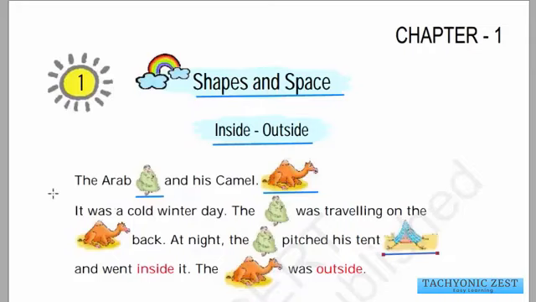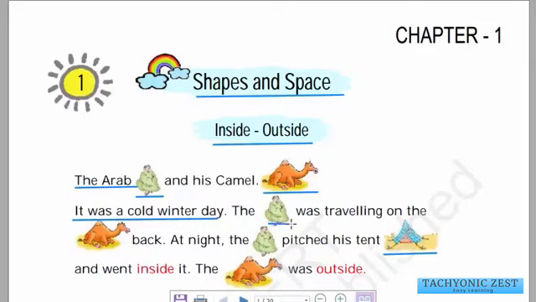Now, we will try to identify the objects according to the paragraph. We will start. So, it goes like the Arab. This is the picture of an Arab and his camel. It was a cold winter day.